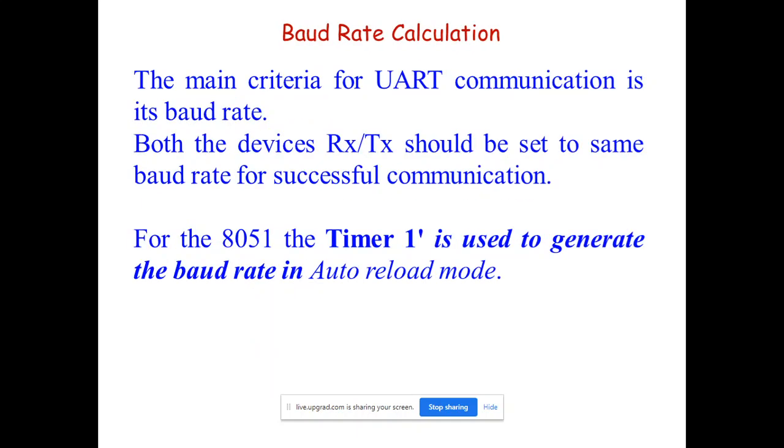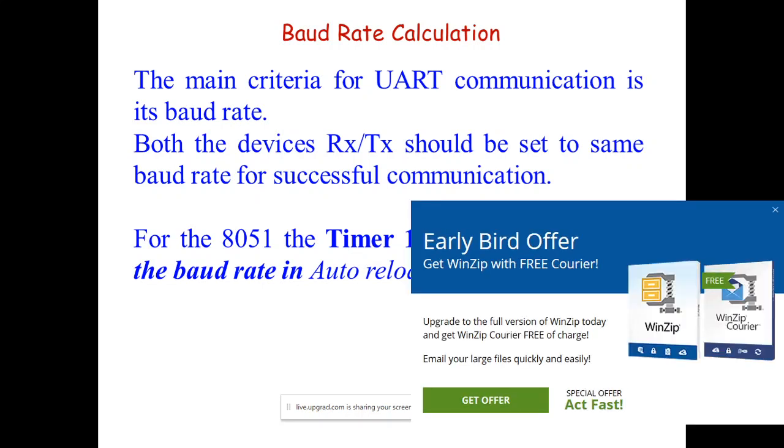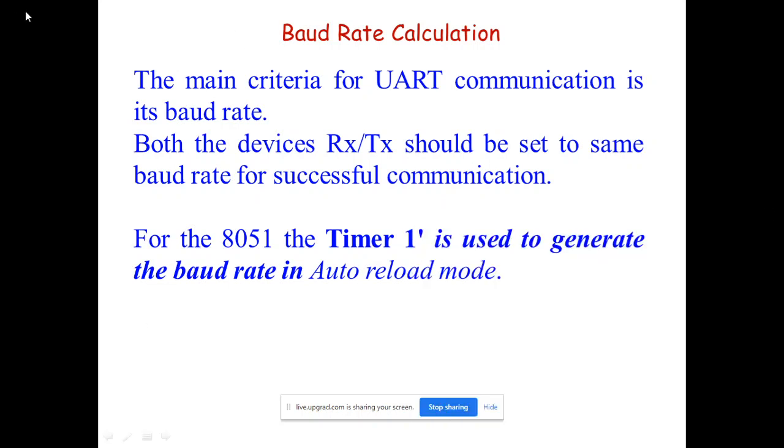Now the next point is the baud rate calculations. The main criterion for UART communication is baud rate. Both devices, transmitter and receiver, TX and RX, should be set to the same baud rate, and must follow the same baud rate. Whatever rate is used for transmission, the other device must receive the data at the same rate.